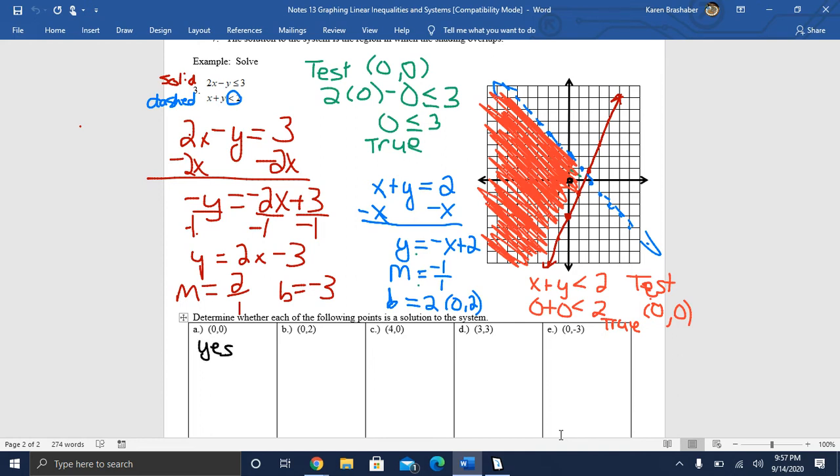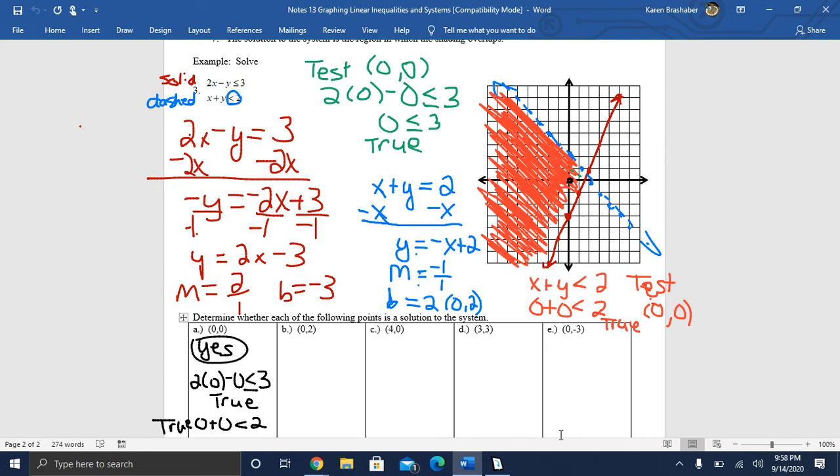Now, another way that you could determine it is to plug 0, 0 into both inequalities, into the originals, and see if it makes them both true. In this case, it was true for the top one, and then I'll also check it in the bottom one. 0 plus 0 is less than 2. That is also true. If it makes both of them true, then it is a solution. So yes, that is a solution.